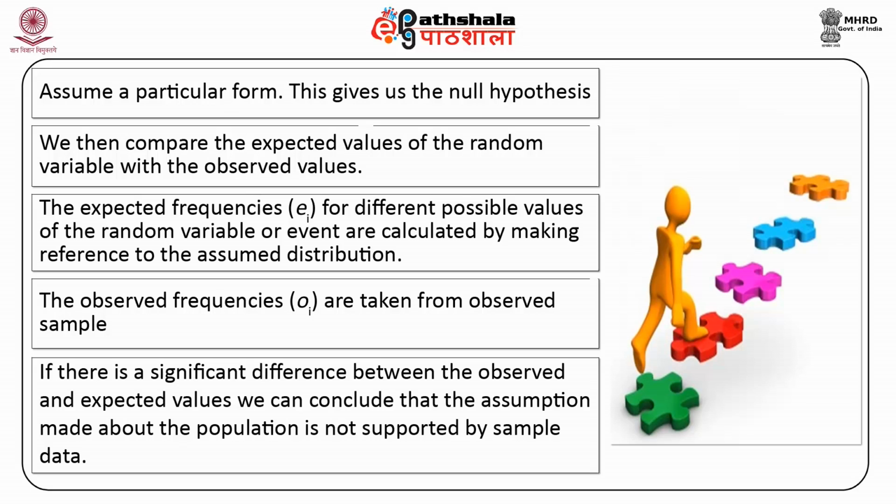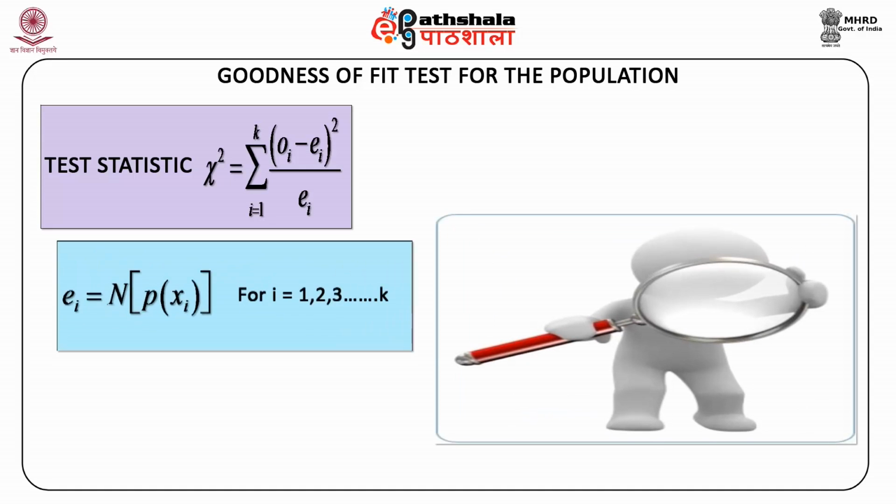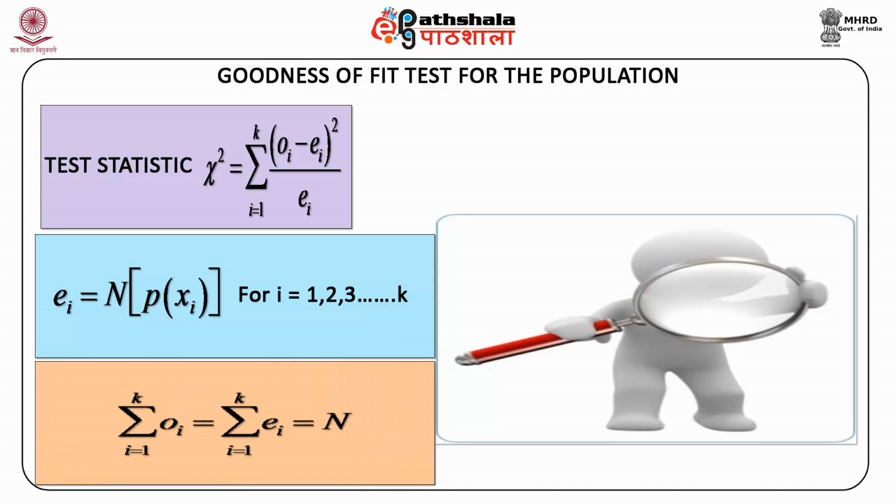The test statistic has a chi-square distribution, hence the test for goodness of fit is a chi-square test. The test statistic is chi-square equal to the sum of (Oi minus Ei) squared divided by Ei, where there are k possible distinct values of the variable and the total frequency is n. Then Ei is n times the probability of xi for i equal to 1 to k, and sigma Oi summed over 1 to k will be equal to sigma Ei summed over 1 to k, equal to n.